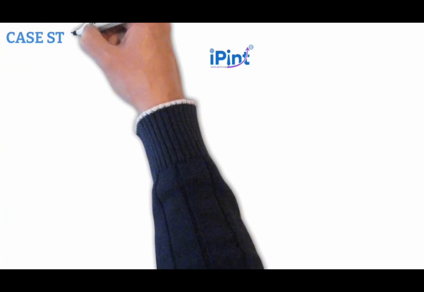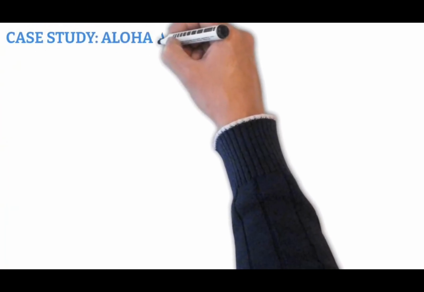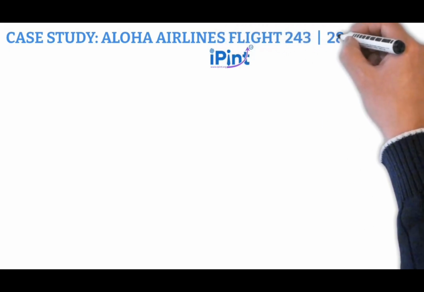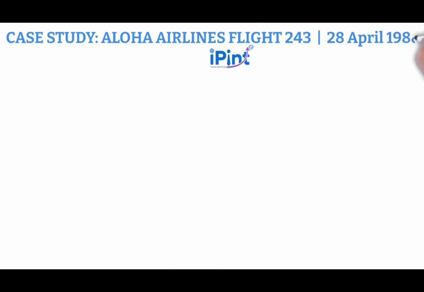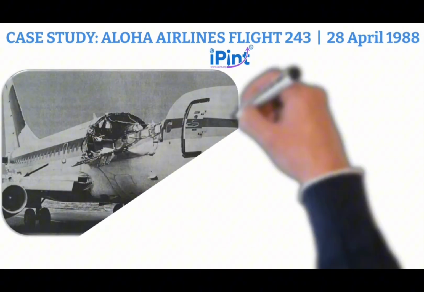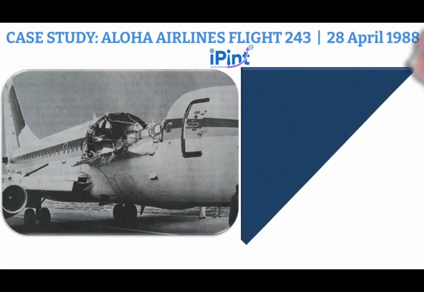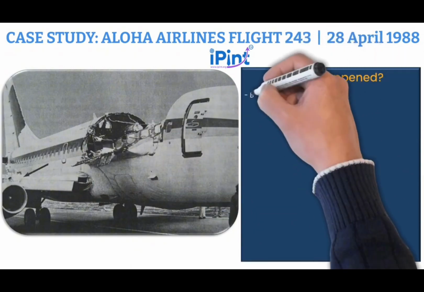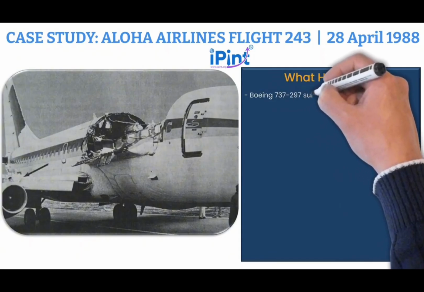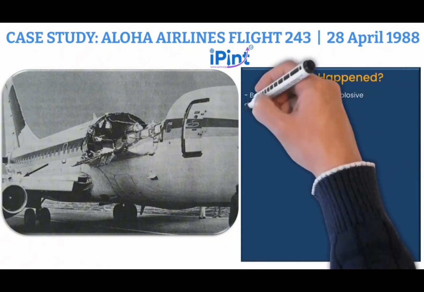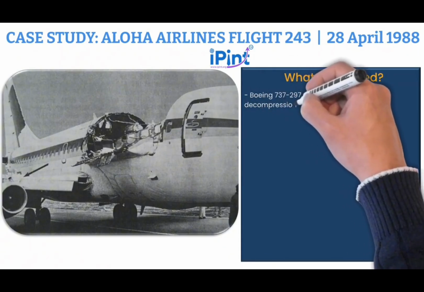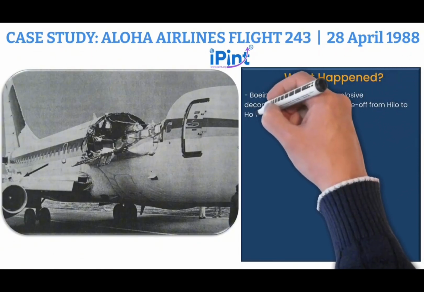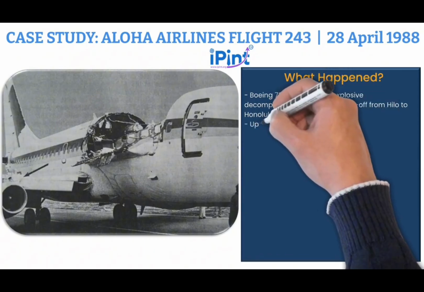Now, we are going to look at the case study of Aloha Airlines Flight 243, which happened on the 28th of April, 1988. On the 28th of April, 1988, a Boeing 737 operated by Aloha Airlines took off from Hilo heading to Honolulu, Hawaii. It was a routine inter-island hop. And then, shortly after takeoff, the upper section of the fuselage was ripped away.